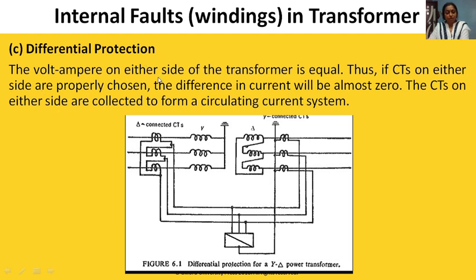The volt ampere on either side of transformer is equal. Thus, if CTs on either side are properly chosen, the difference in the current will be almost zero. The CTs on either side are connected to form a circulating current system. Look here, this is star, this is delta. Here star side CT is connected in delta, delta side CT is connected in star, and their differential relay is connected. Differential protection for star delta power transformer. This is transformer winding.